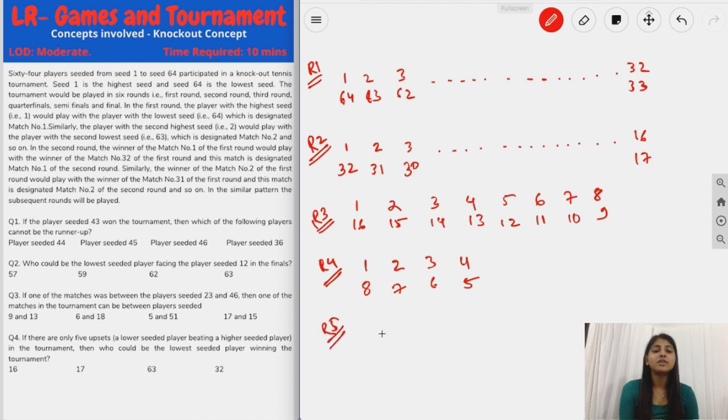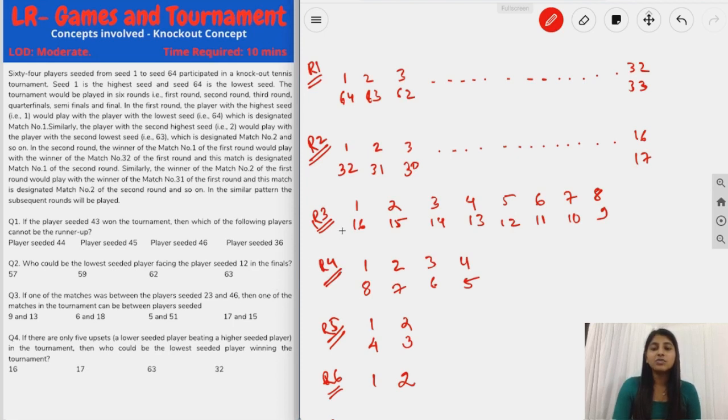Round 5, 1 with 4 and 2 with 3. Round 6, 1 with 2, and then one of them can be the winner. So this is the final, semi-final, quarter-final, and round 1 to 3. This is how the table will look like without any upset. But if 43 has won the tournament, there would definitely have been an upset.